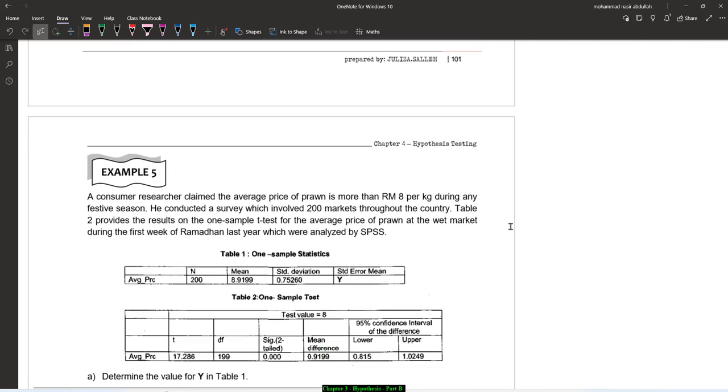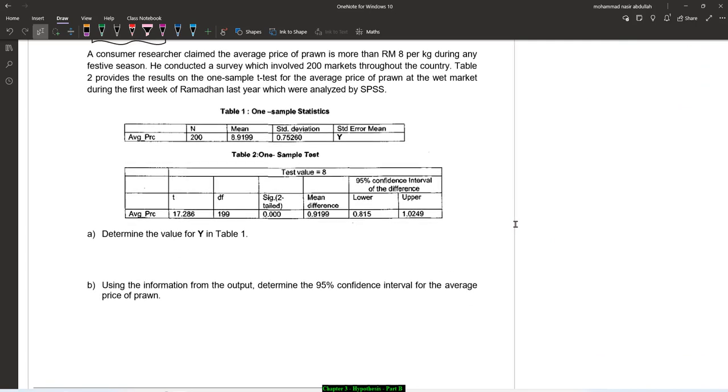So if you don't have questions, let's look at example number 5. A consumer researcher claimed that the average price of prawn is more than 8 ringgit per kilo during any festive season. He conducted a survey which involved 200 markets throughout the country. Table 2 here provides the result of a one-sample t-test for the average price of prawn at the wet market during the first week of Ramadan last year, right?